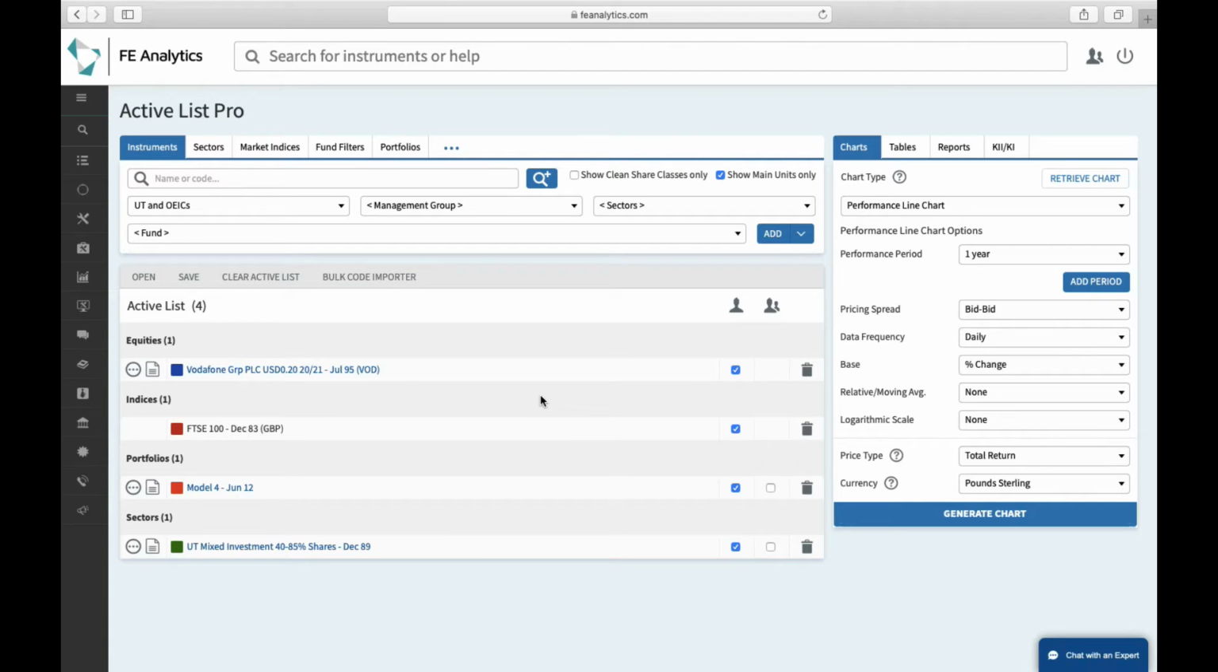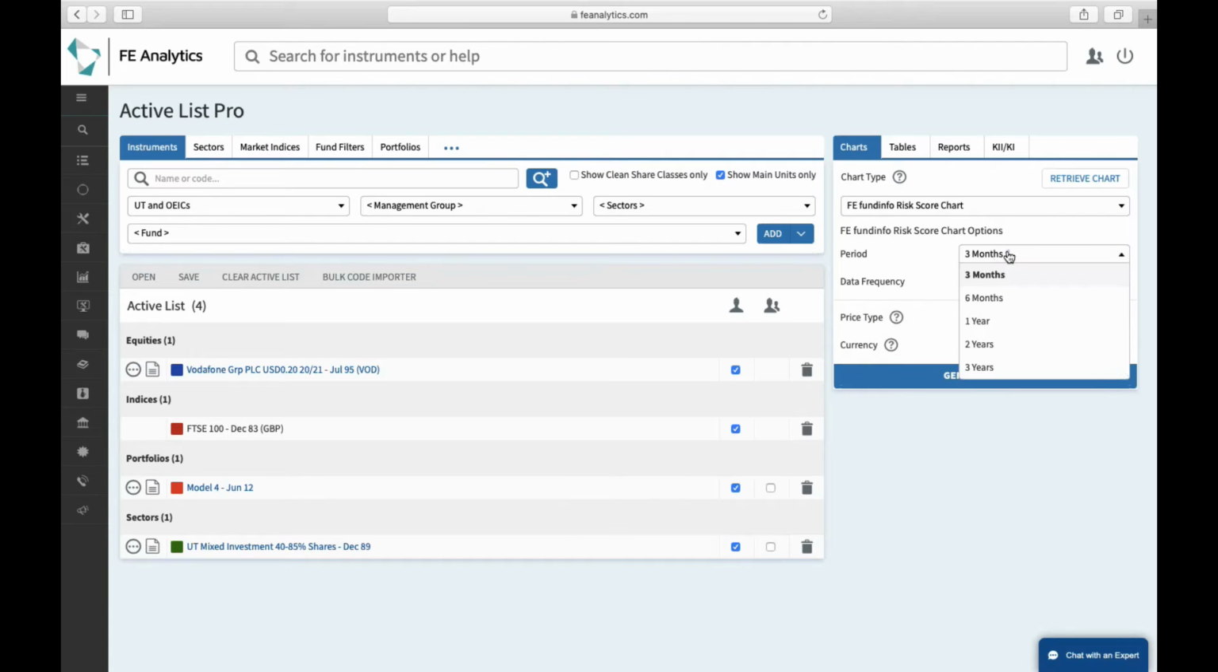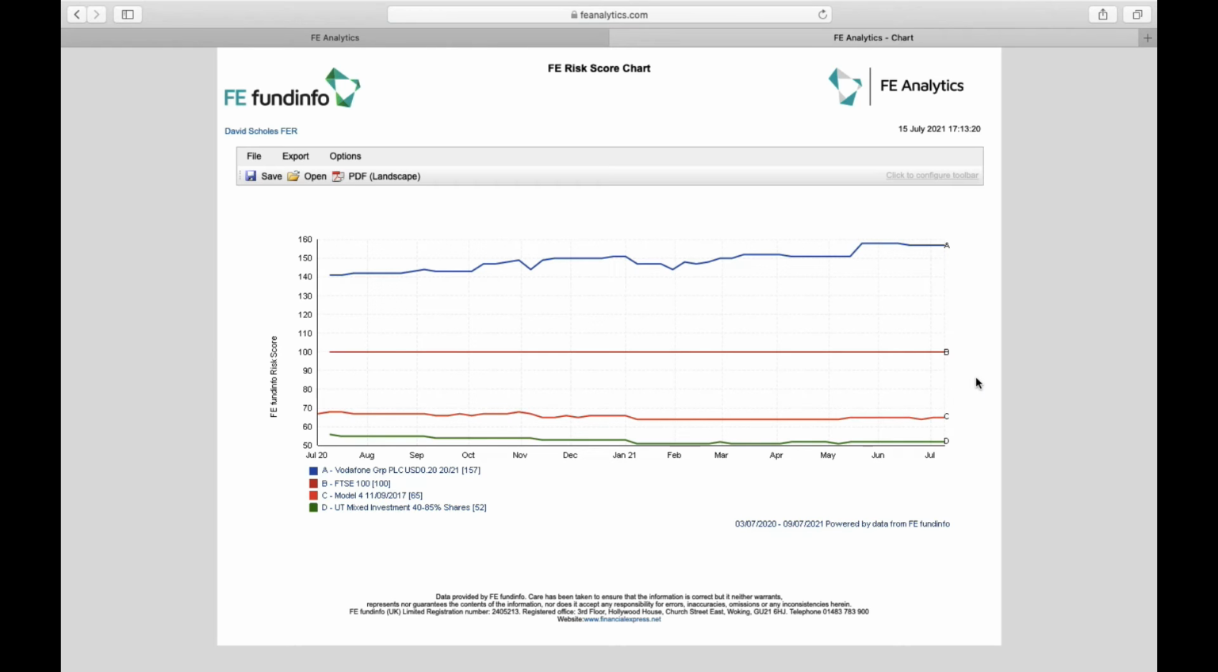So to illustrate what I've just said there and how we peg the FTSE 100 to 100, and indeed another quick way of extracting the FE risk score from analytics and the historic FE risk score as well, on the right hand side there is actually a chart for that. So you've got FE fundinfo risk score chart, type in a particular year period, click on generate chart, and again it will show you the relative risk of everything against one another.